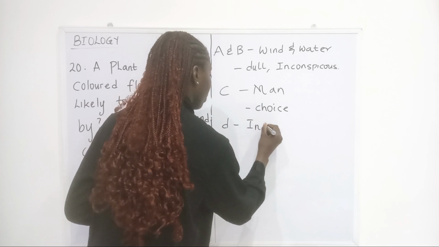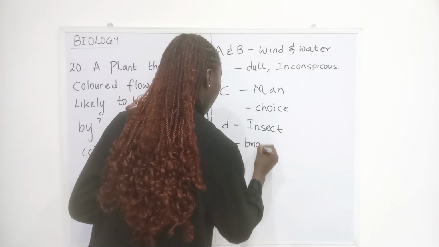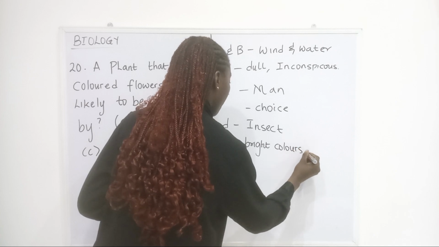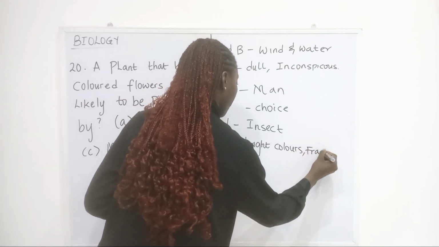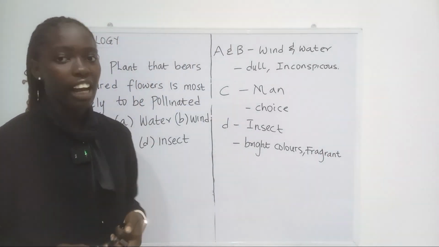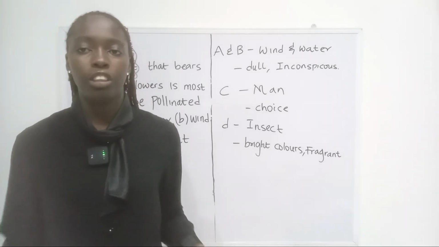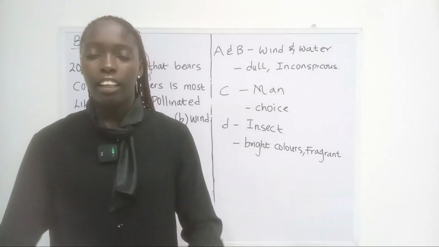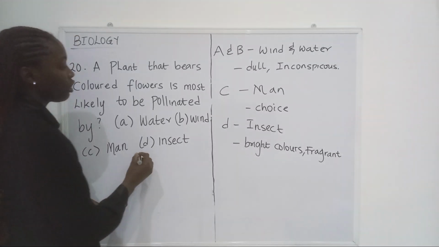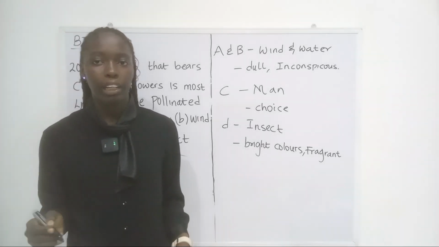So for option D, insects. So insects are attracted to brightly colored flowers that have nice smells, they are fragrant, they are brightly colored. So the answer to this question is option D. So when a plant has colored flowers, it will be most likely pollinated by an insect.